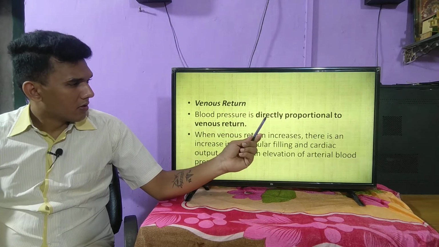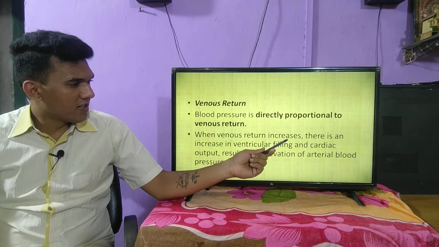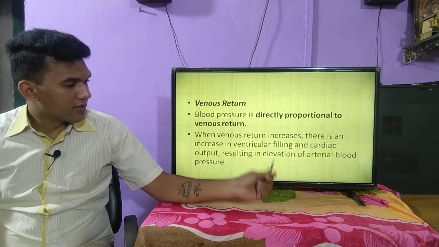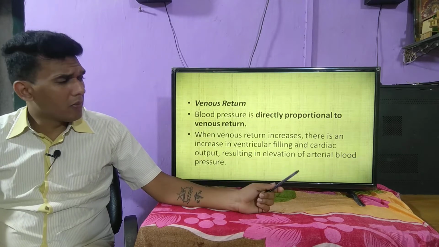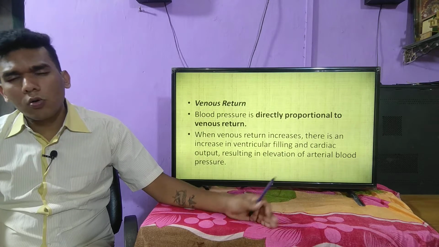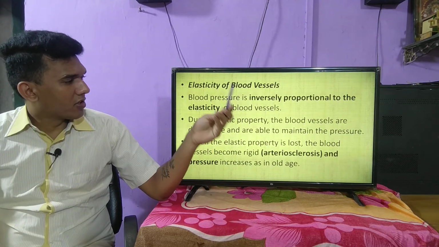Venous return. Blood pressure is directly proportional to the venous return. When venous return increases, there is an increase in the ventricular filling and cardiac output, resulting in elevation of the arterial blood pressure. So obviously, when the venous return is more, cardiac output is more, and blood pressure is more. Simple. Next, elasticity of the blood vessels.